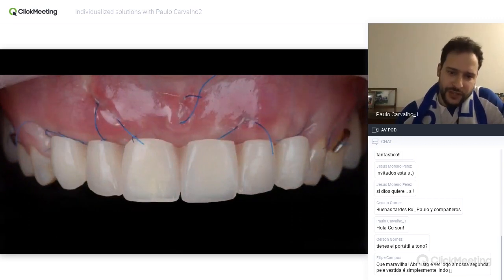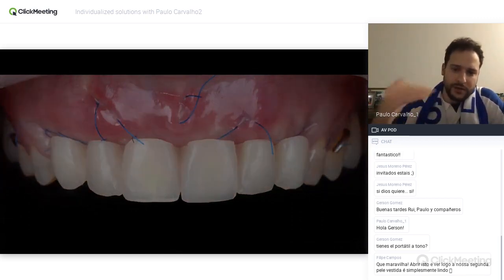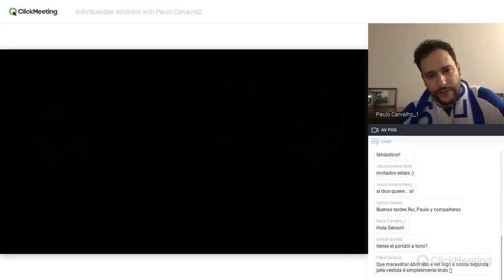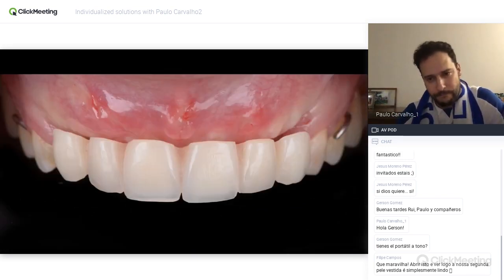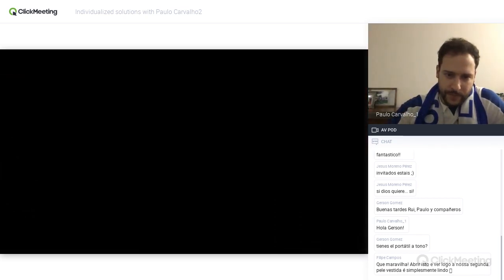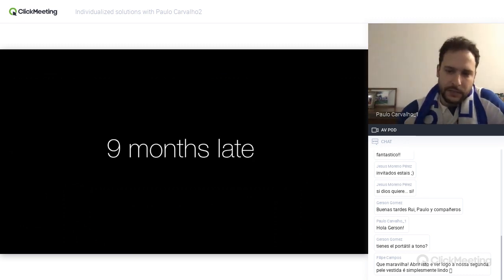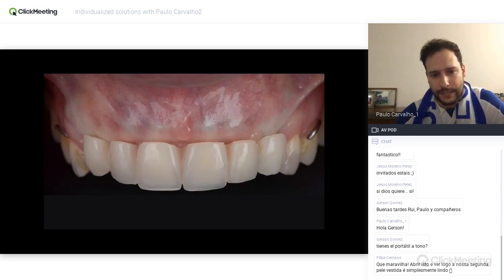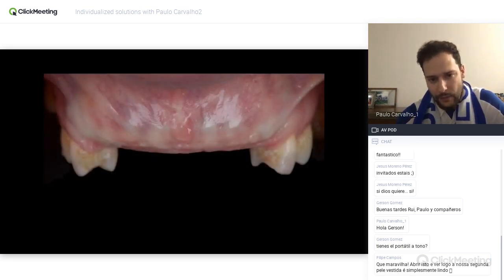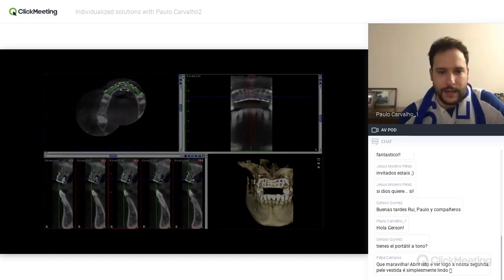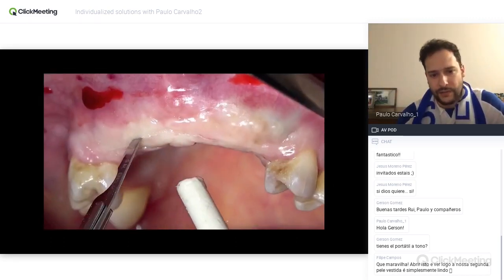You see the provisionals are completely not in contact with the ridge. There is no vertical pressure on the ridge. This is one month after removing the sutures. And now we are going to see, after 9 months of healing, how it healed. You see a nice volume. You see the CBCT scan with good graft integration and nice soft tissue healing.